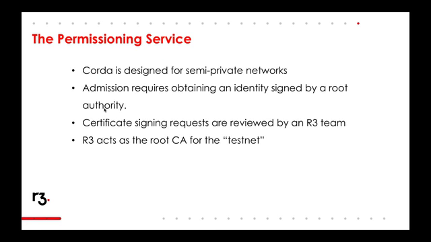So the permissioning service is required on Corda because Corda is a permissioned network, and it is expected that for an entity to participate on this network, they would sign a network agreement and obtain a certificate from a root authority, the permissioning service. On the current testnet, certificate signing requests are reviewed by an R3 team, and R3 acts as the root CA for the testnet. Once you have this certificate, you can place it in your node's folder, and your node can now connect to the network and communicate with other nodes on the network. In the absence of a certificate, you wouldn't be able to communicate with the other nodes.